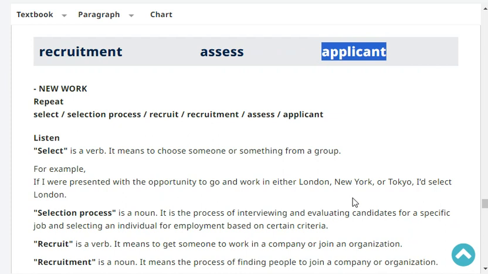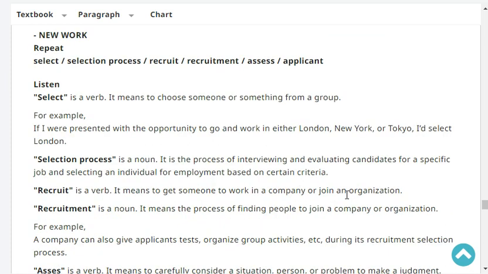Okay, listen. Select. The word select is a verb. It means to choose someone or something from a group. For example, if I were presented with the opportunity to go and work in either London, New York, or Tokyo, I'd select London.